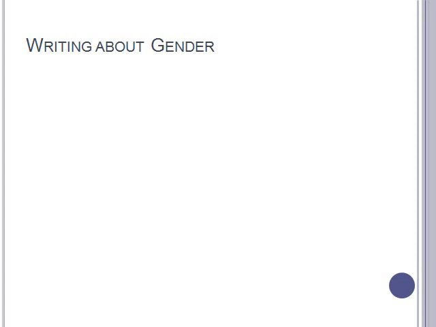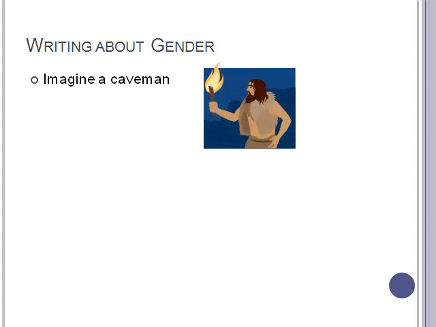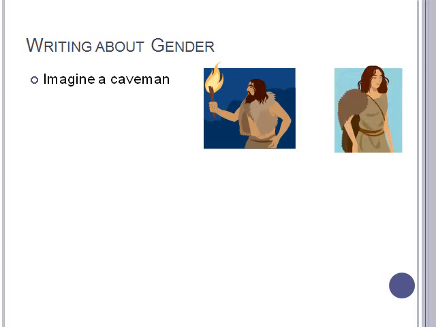The first one we'll talk about is writing about gender. So the first thing I want you to do is imagine in your mind's eye, for just a moment, a caveman. Think about the clothes and what the caveman is holding. You got an image? If you're like the typical person, most of you probably imagine something like this. Nothing wrong with that, but why don't half the people imagine something like this? Why do most people, when asked to picture a caveman, picture a man?